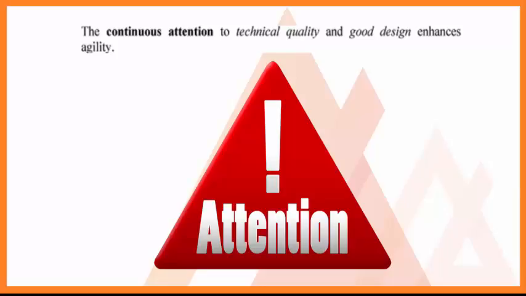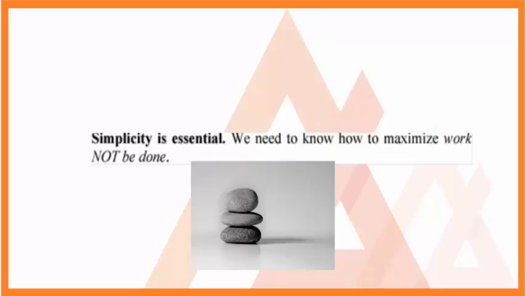Principle number 9, continuous attention to technical excellence and good design enhances agility. It's much easier to understand, maintain, and evolve high-quality source code than it is to work with low-quality code. Agilists know that they need to start with good code to keep it good via refactoring and test-driven development. Agile promotes best practices and coding standards. Principle number 10, simplicity, the art of maximizing the amount of work not done, is essential. Agile developers focus on high-value activities, striving to keep things simple and not overcomplicating.